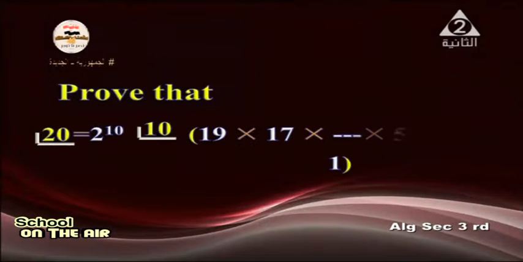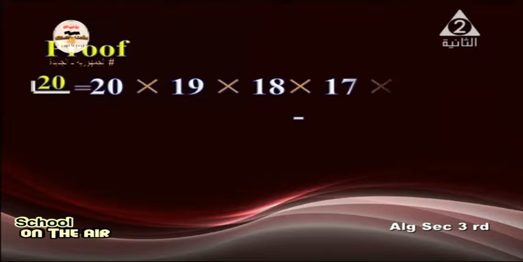Another example. Factorial 20 equals, choose the correct answer: 2 power 10 times factorial 10 times 19 times 17 times 15 times 13 and so on down to 1. By using factorial 20 equals 20 times 19 times 18 times 17 times down to 2 times 1.